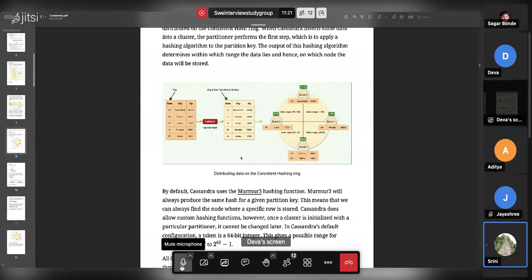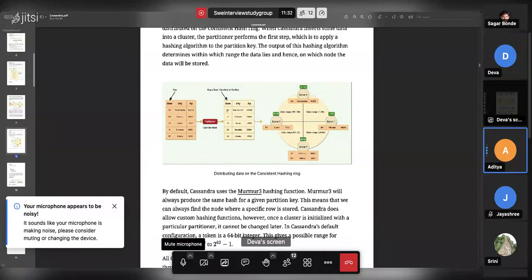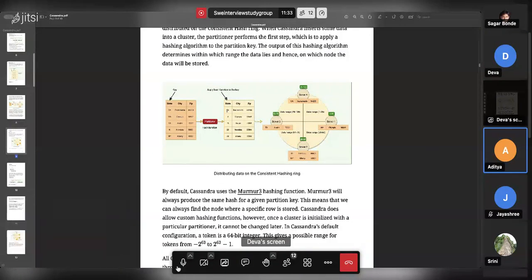So what do you mean by client side here? On the user side, or on the database side? That's a good question. I think it should still never be on the user side, right? Because running a Murmur algorithm on the user machines or user instances is going to be costly, right?